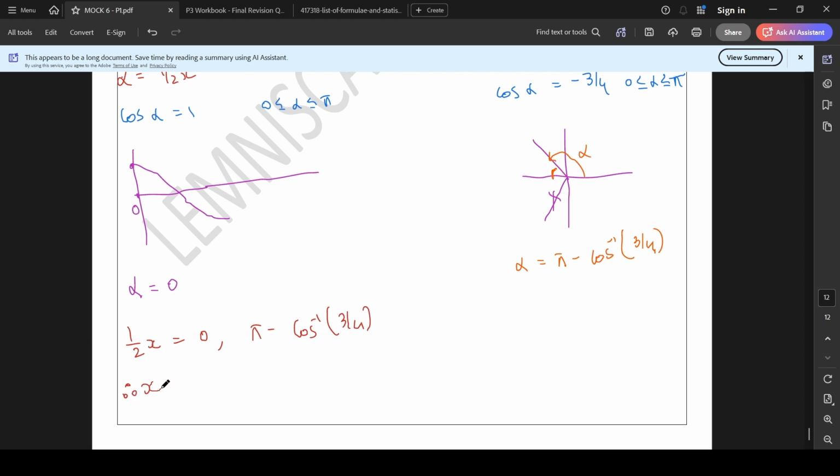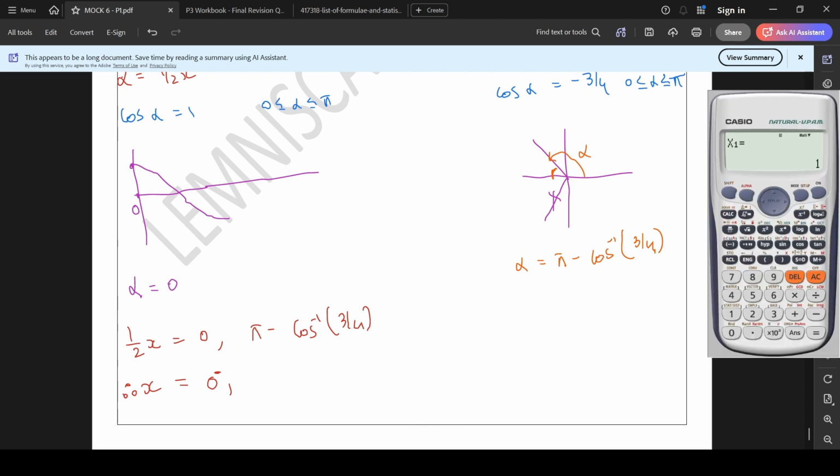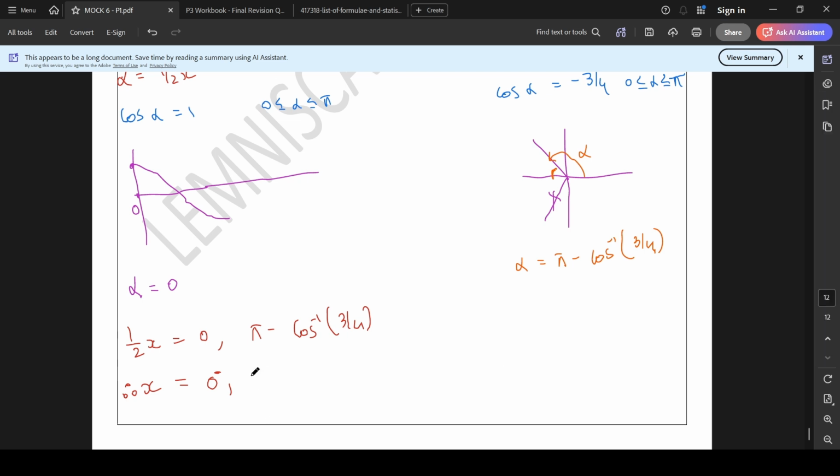Just multiply both the angles with 2. 0 into 2 is 0 degrees. And this will become what? Let me open the calci. Just make sure that you are in the radians mode, shift mode 4. So 2 times pi minus cos inverse of 3 by 4. And the answer over here, correct to 3SF, will be 4.84. Of course, this is not degrees, this is radians. So I'll just remove that degree symbol.